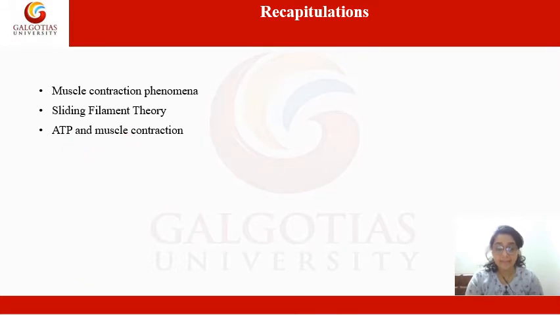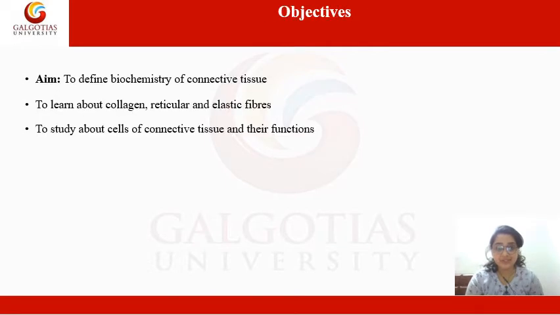Proceeding to today's session, the objective or aim of today's class is to define the biochemistry of connective tissue. We'll also be learning about the collagen, reticular and elastic fibers. Since these are the components of connective tissue, we'll be dealing with them in detail. We will also study the cells of the connective tissue and their functions.